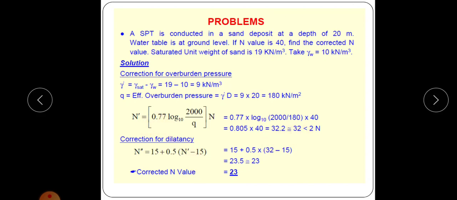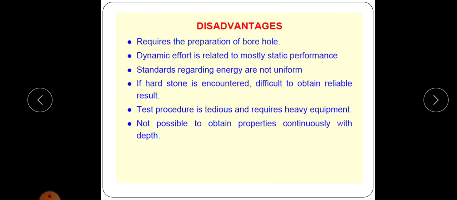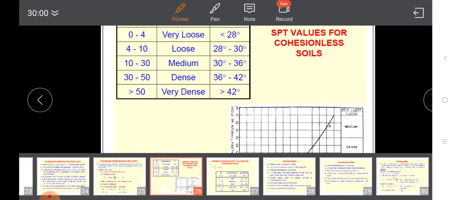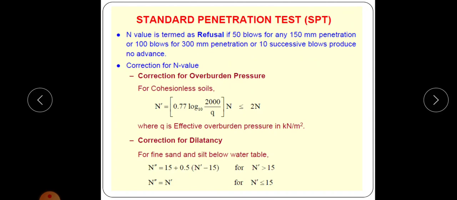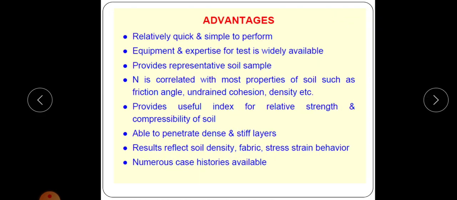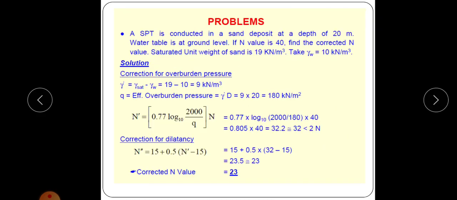Okay, and the dilatancy correction equation is like this. If this N value is greater than 15, we have to use this equation, and if it is less than 15, no correction is needed. And here it is 32, which is greater than 15. So the correction equation is 15 plus 0.5 into (N dash minus 15), and N dash is 32, and it gives 23. So it is the corrected N value.